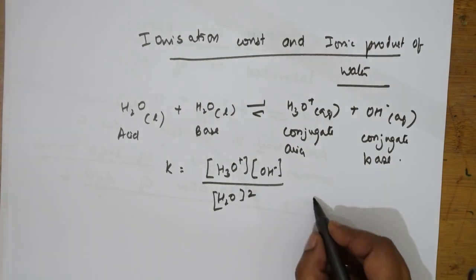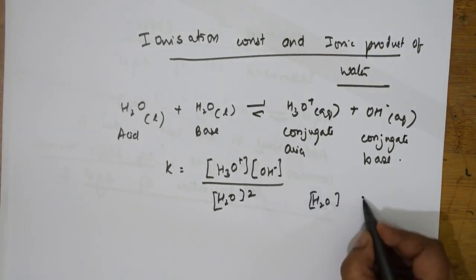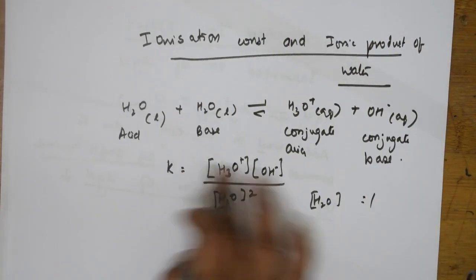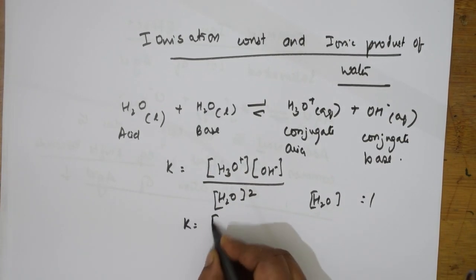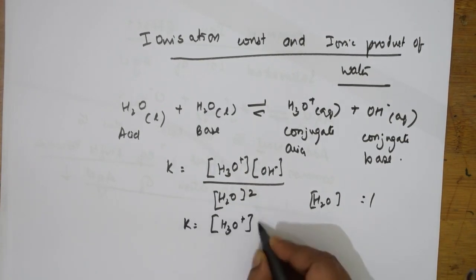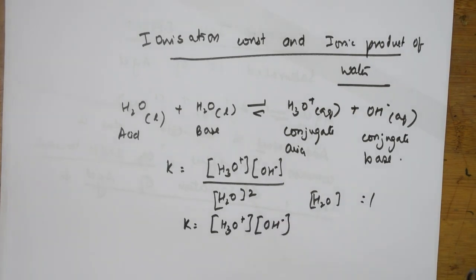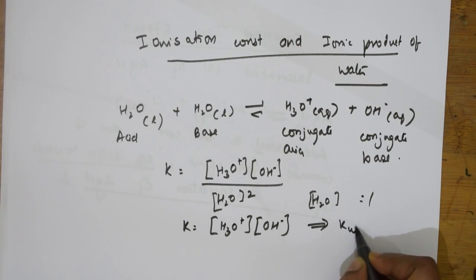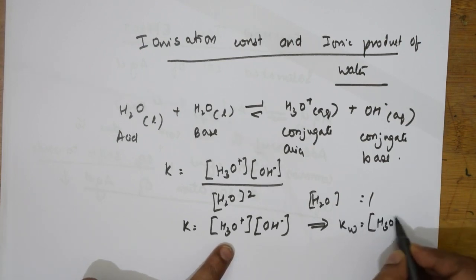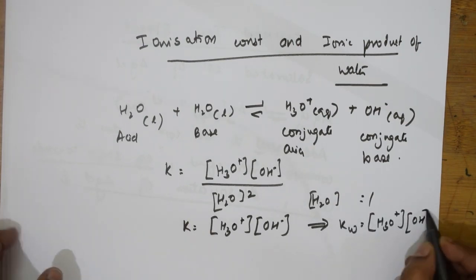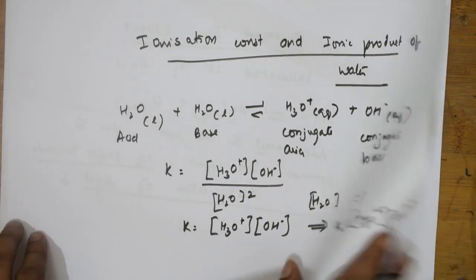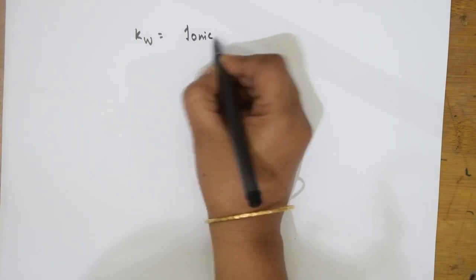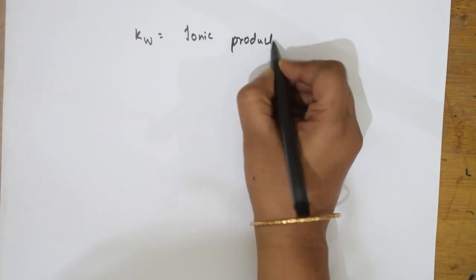But we very well know the concentration of water is 1. So what will happen then? Only this is left, isn't it? K is equal to H3O plus times OH minus. This we are going to write as Kw, which is equal to H3O plus times OH minus. This Kw is called the ionic product of water.